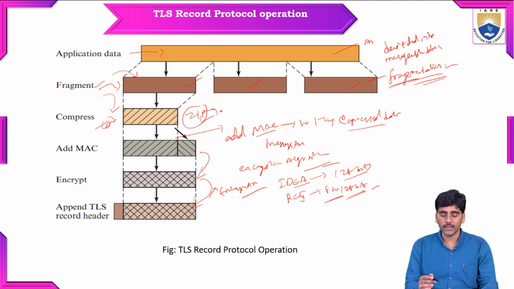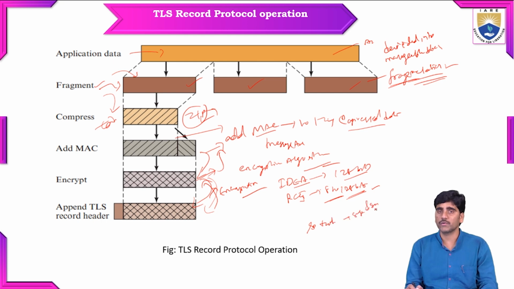The next step is adding or applying MAC to this compressed data. The next, applying encryption to this MAC data. After that, last, appending the TLS header. The TLS, Transport Layer Security, record header is added to this encrypted data, so that the entire data is very safe and secure.